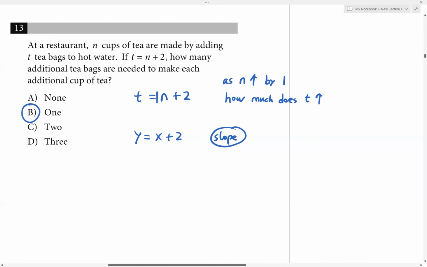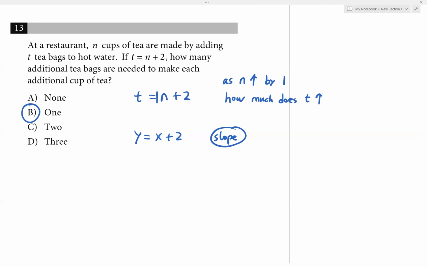So as the n value increases by 1, t should also increase by 1. That means to make an additional cup of tea, the n value increases by 1, then the number of tea bags also has to increase by 1. So that's what we have if you're relating to a linear model.